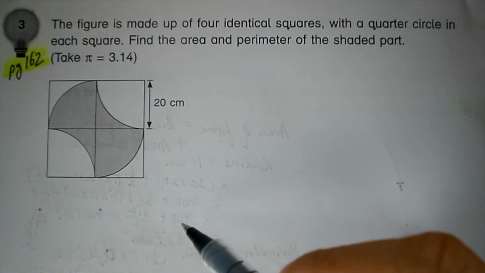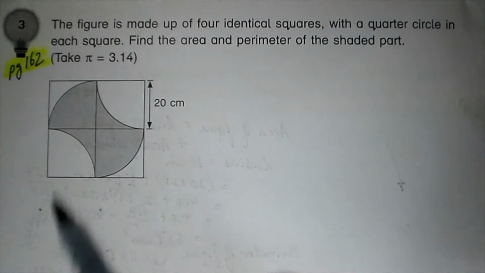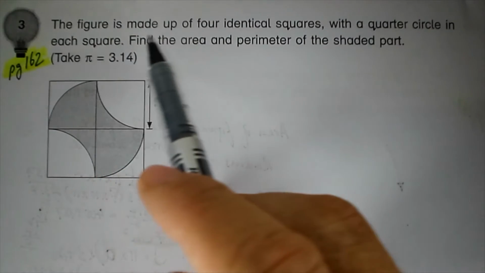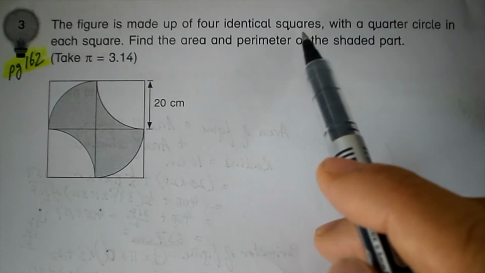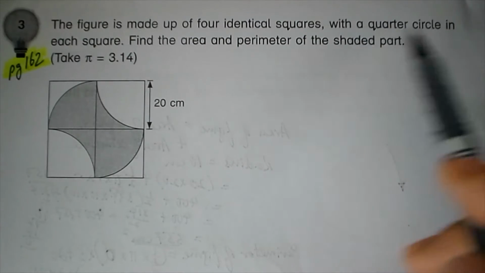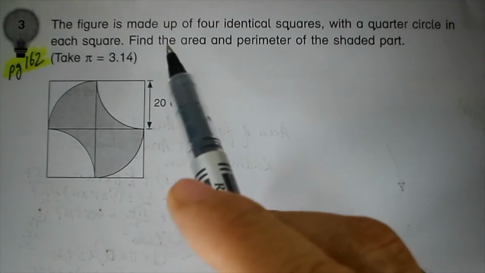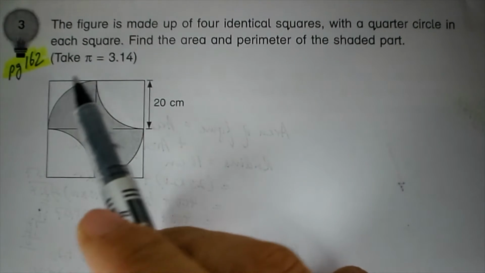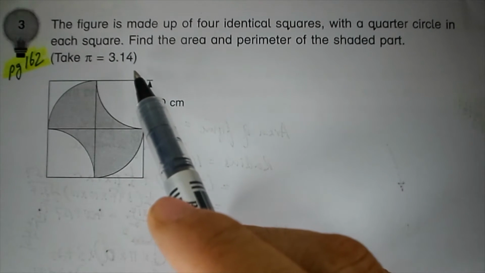We now solve question 3 found on page 162. The question reads: the figure is made up of 4 identical squares with a quarter circle in each square. Find the area and perimeter of the shaded part, taking pi equals 3.14.